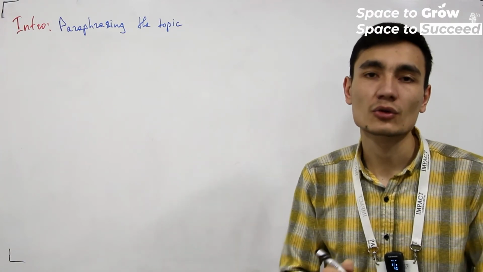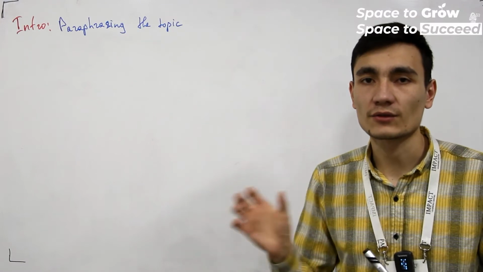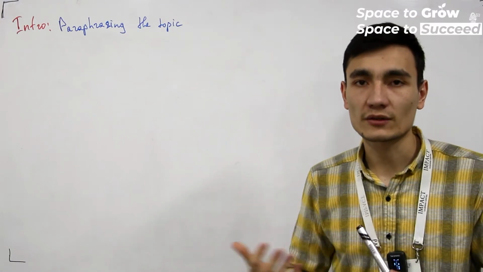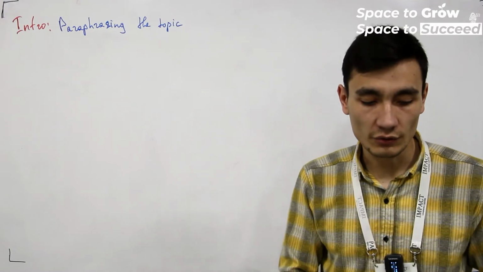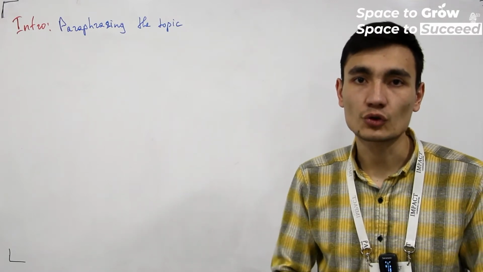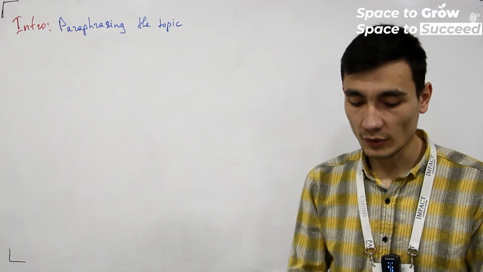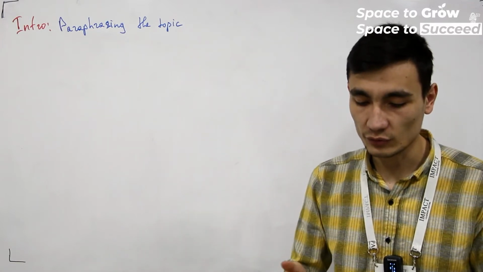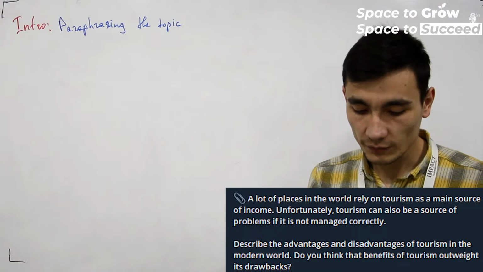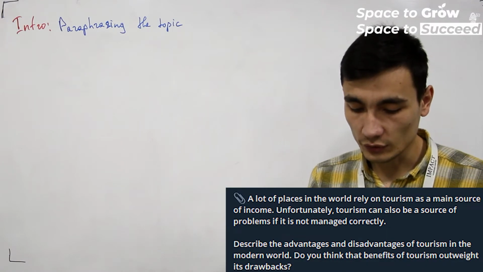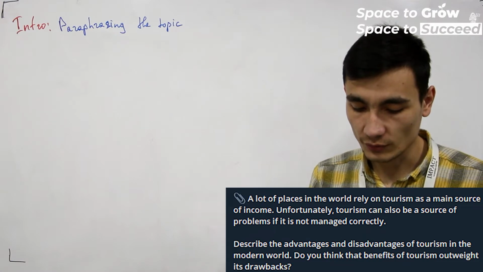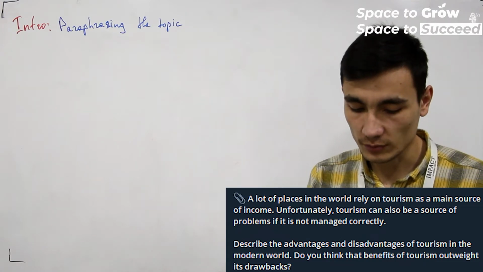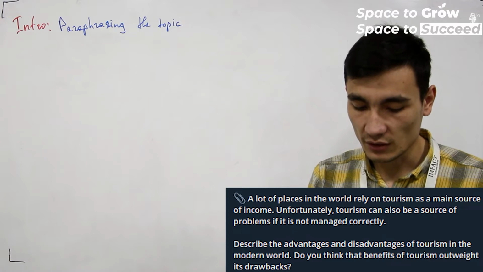So it's better to stick to the safest strategy and not risk your score using the words that you don't know. And here in our topic, it's mainly about tourism. We have to read the topic and see what it is about, and we have to try to paraphrase it. A lot of places in the world rely on tourism as a main source of income. Unfortunately, tourism can also be a source of problems if it's not managed correctly.